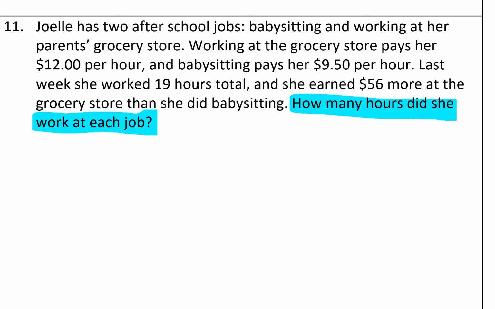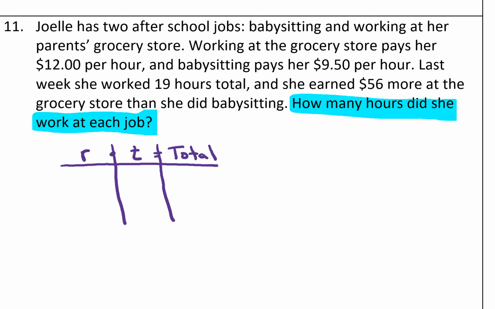Now, this is not a distance, rate, and time problem, but it can be set up similarly. So what we're going to do is make our table. We have a rate because we have a job. So rate times time, the amount of hours she puts in at each job, is going to equal her total, in this case how much money she's going to make. So we're going to say equals total.